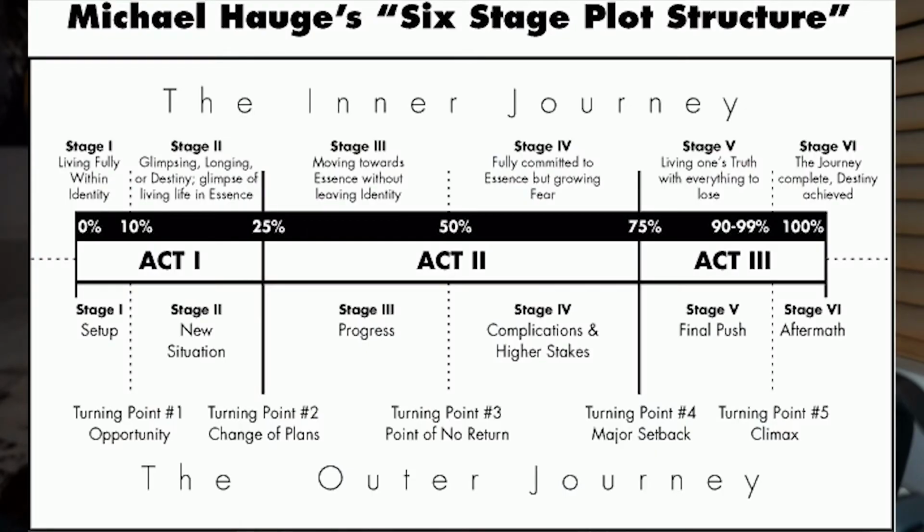Aftermath. So yes, that was Michael Hughes' 6-stage plot structure, focusing more on the outer journey. Like I said, in the next episode, when I'm talking more about characters and character development, I will return back to this plot structure and focus more on the inner journey. So if you decide to use this plot structure for your story, define your outer journey, and then when we come back to it next episode, you can use that as a basis to then look at the inner journey. Maybe, if you'd like to. It's up to you.